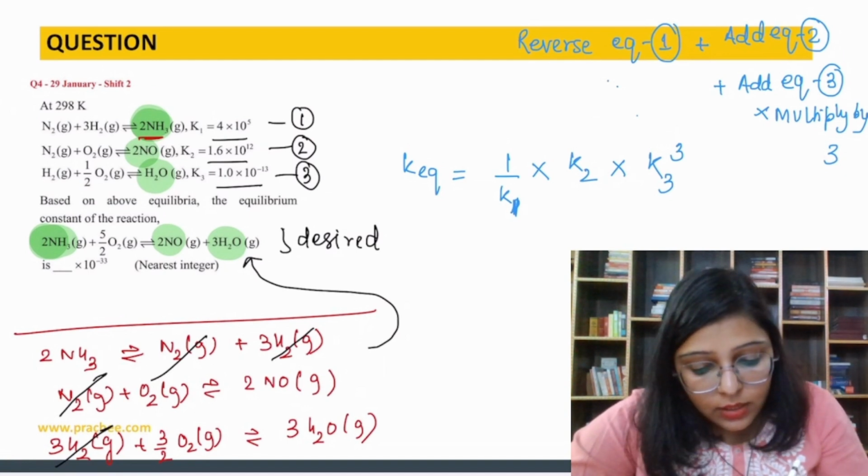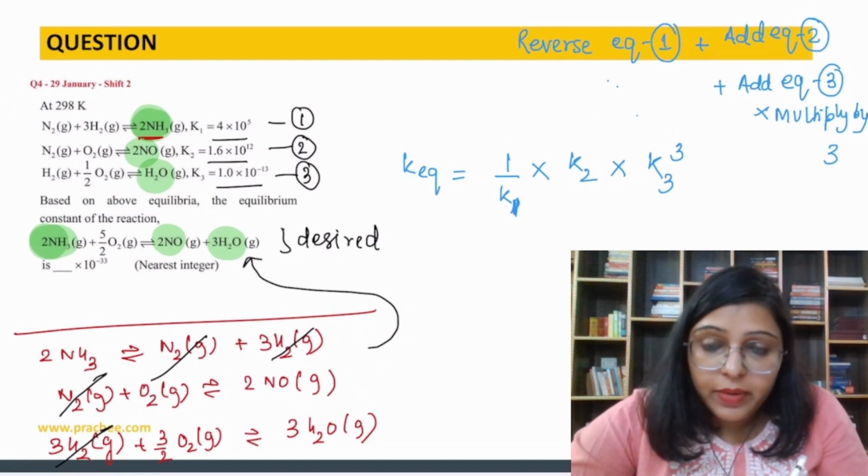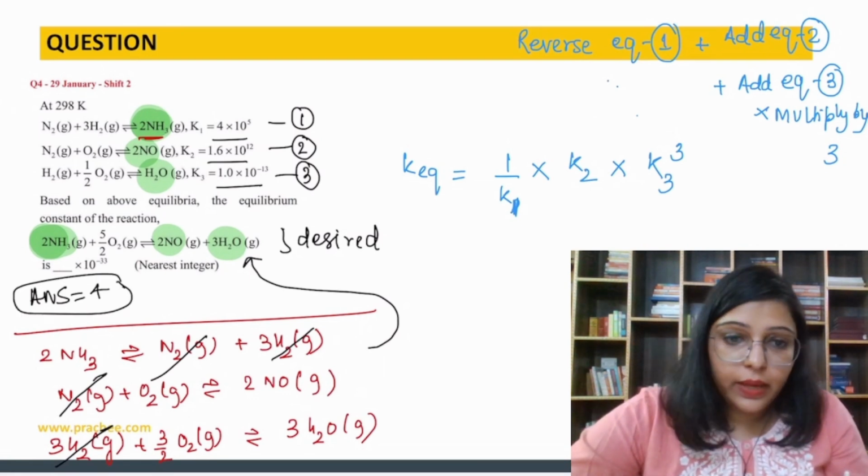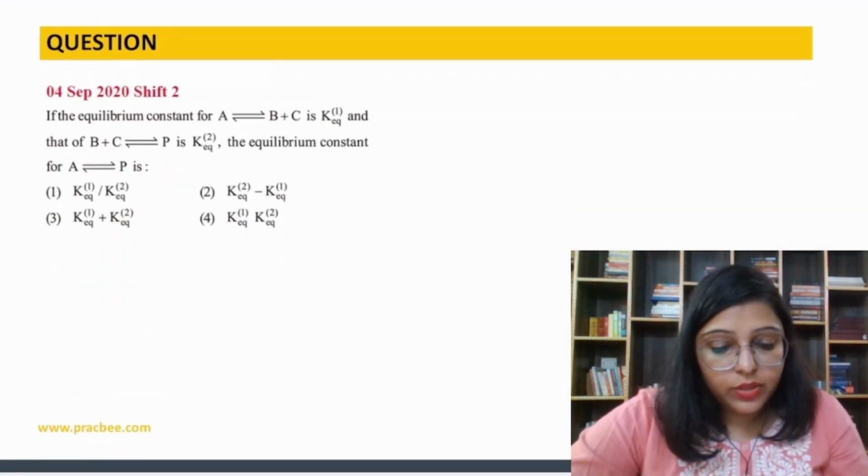So the answer is -x into 10 to the power minus 33. So the answer is equal to 4. Okay. Now let's do the next question.